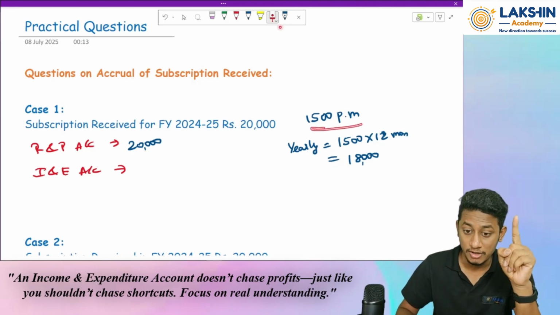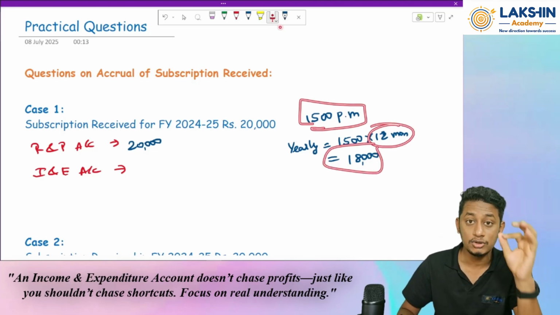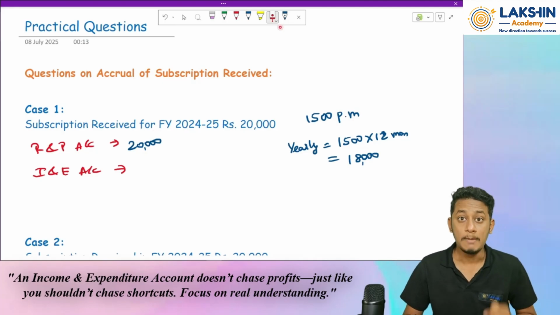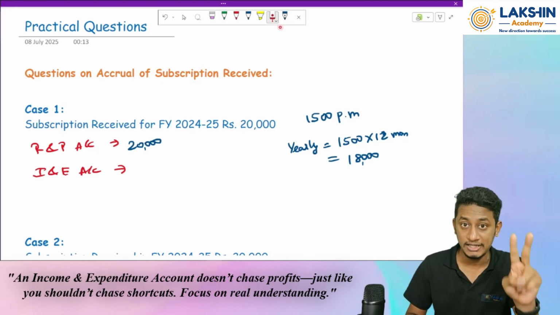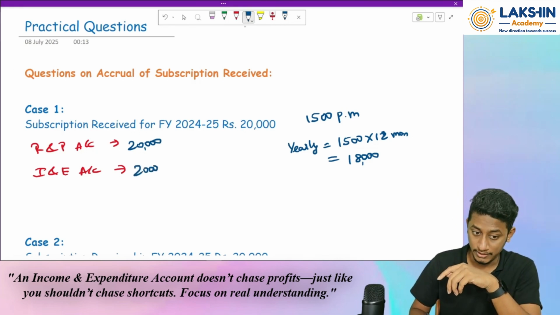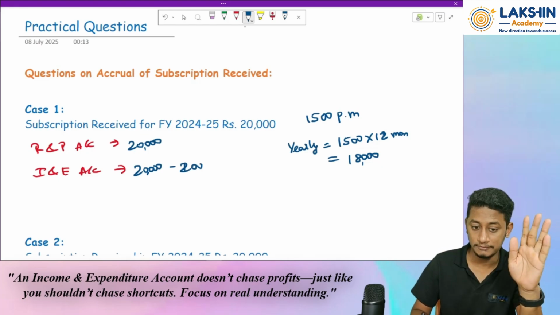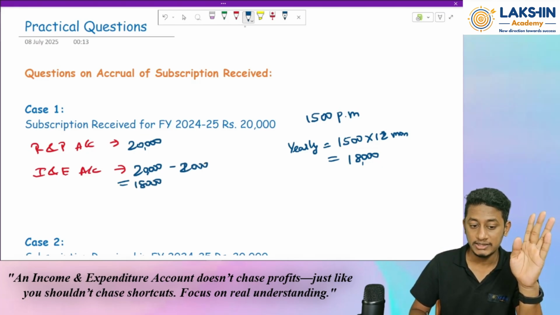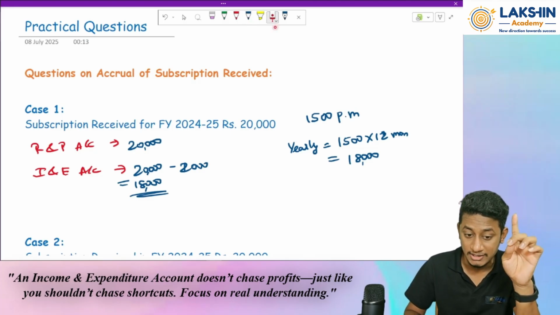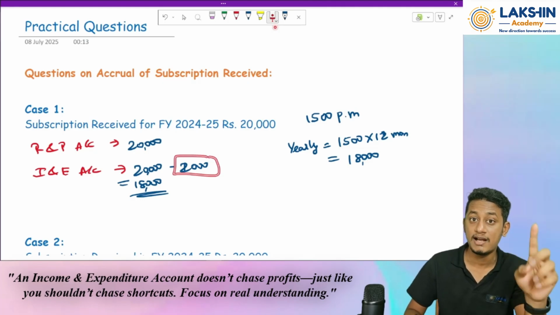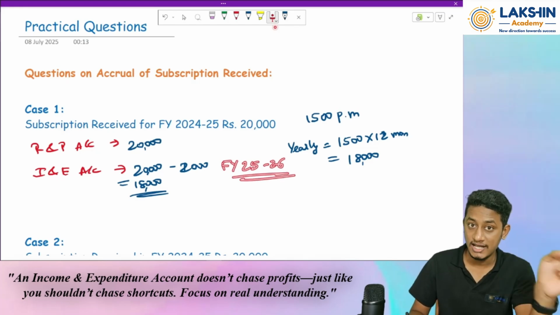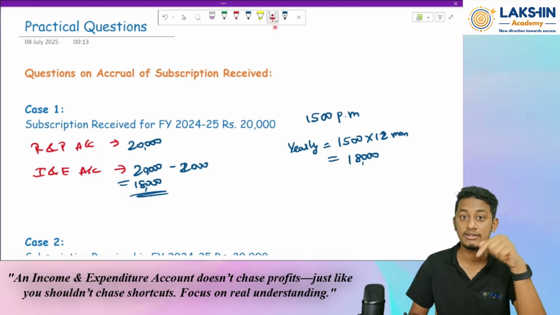See, by income, what do I mean? This amount into 12, that is rupees 18,000. So only rupees 18,000 belongs to this financial year, that is my 24-25 financial year. But the rupees 2,000 received in advance is income for the next financial year. So I write 20,000 rupees minus 2,000 rupees, so 18,000 rupees is the amount that will be entered in the income and expenditure account. Why? Because the 2,000 rupees is the advance amount received for financial year 25-26. For the next financial year, whatever amount was supposed to be received, I have received in this financial year.